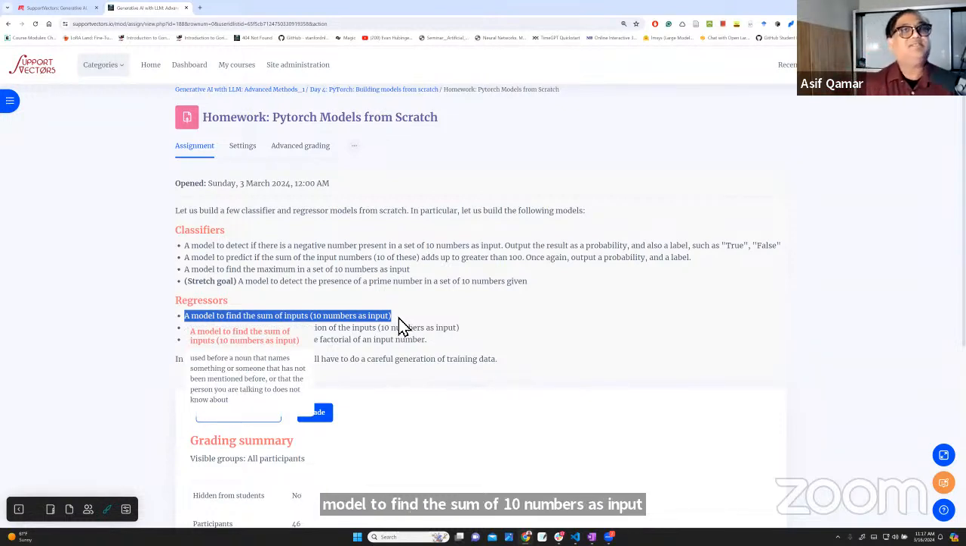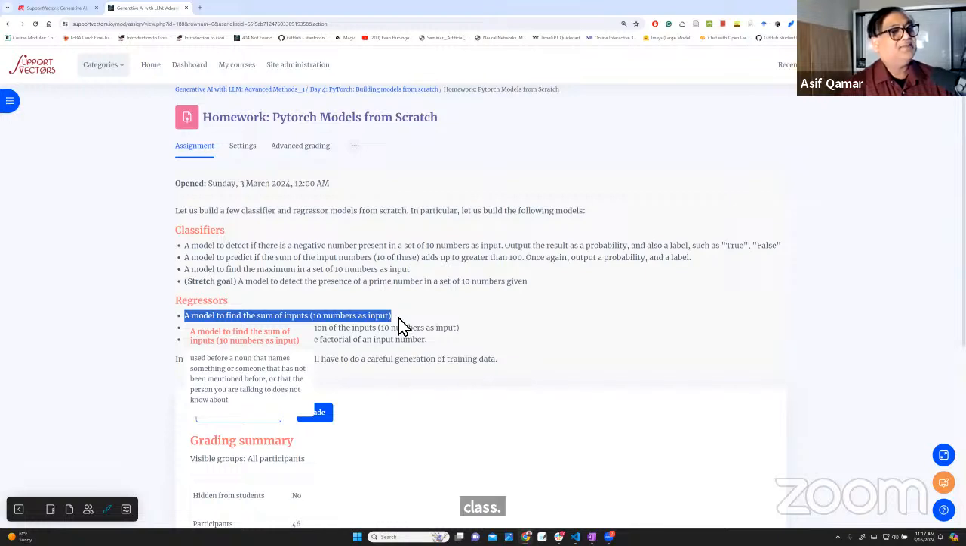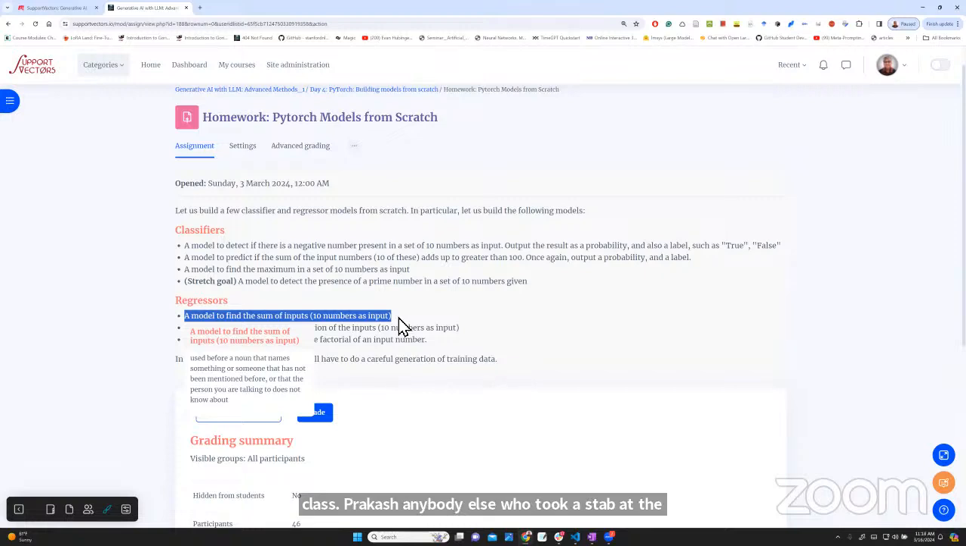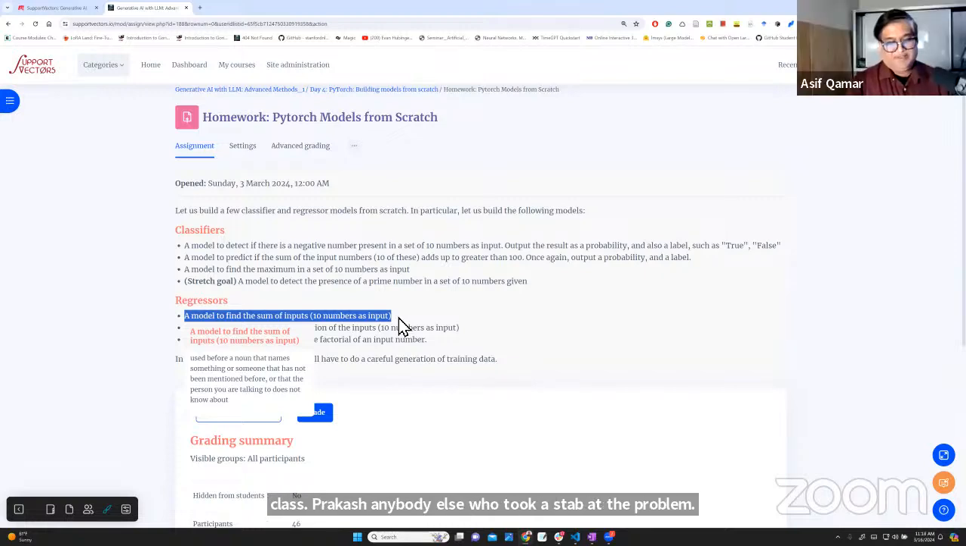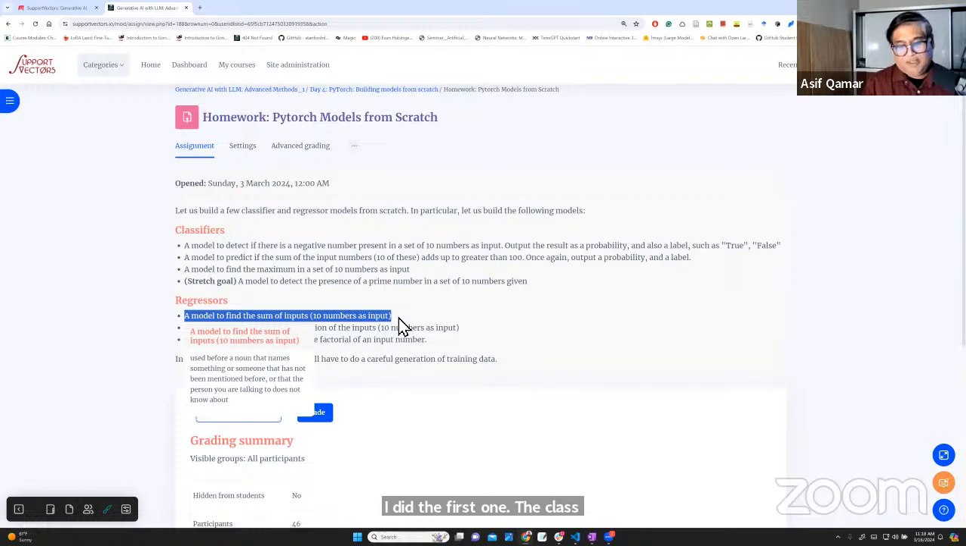For those of you who did solve the problem, and now that we have greater attendance, how many of you did? I do know 2 people, one remote, Ishila, and one in the class, Prakash Ranade. Anybody else who took a stab at the problem? You did classification. Did anyone do this one? Find the sum of 10 numbers. Anyone at all? Ishila, did you? Oh yeah, Sanjay, you did it.